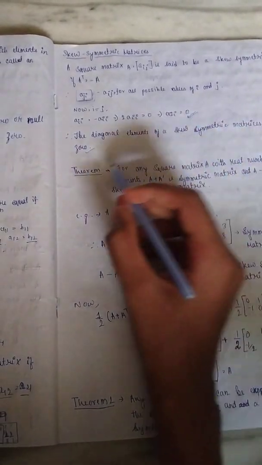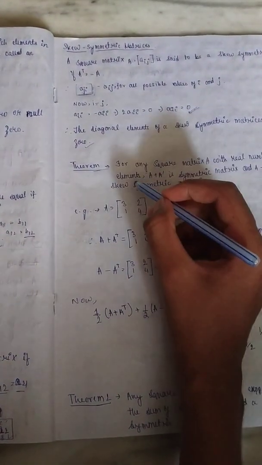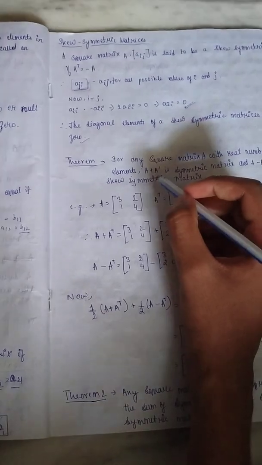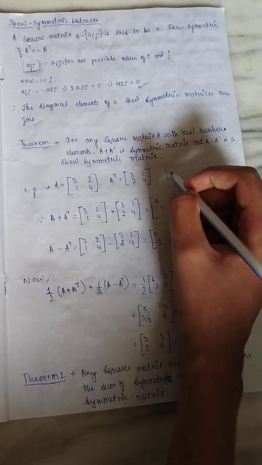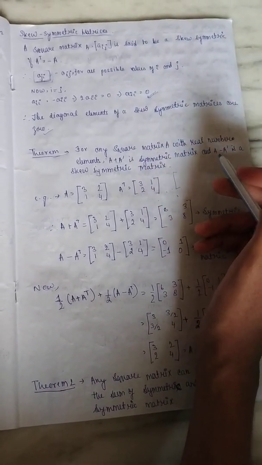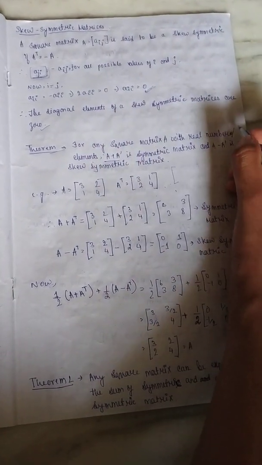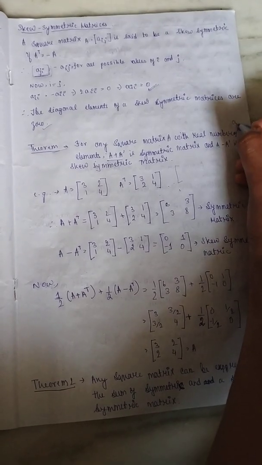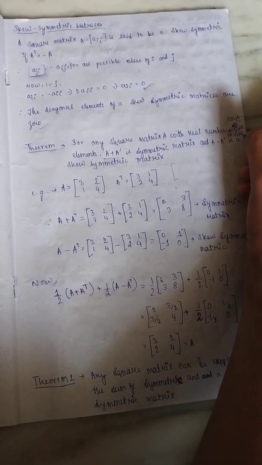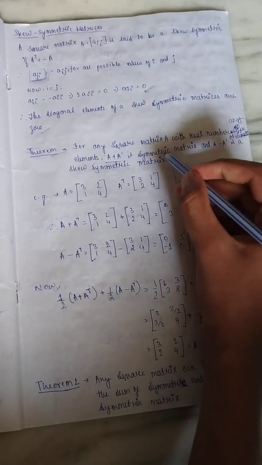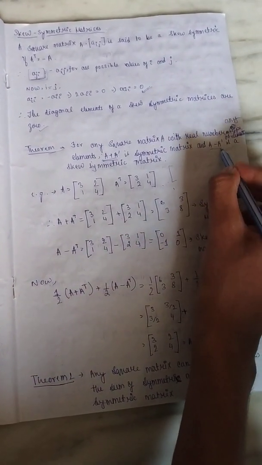Now it comes to a theorem: for any square matrix A, if A consists of real numbers, or really any type of element, then the symmetric matrix is defined as A plus A transpose, and the skew symmetric matrix is defined as A minus A transpose.